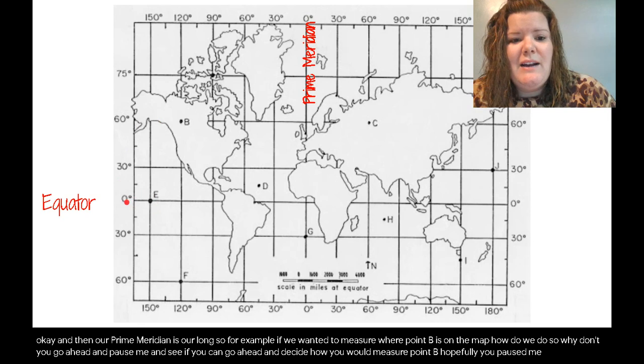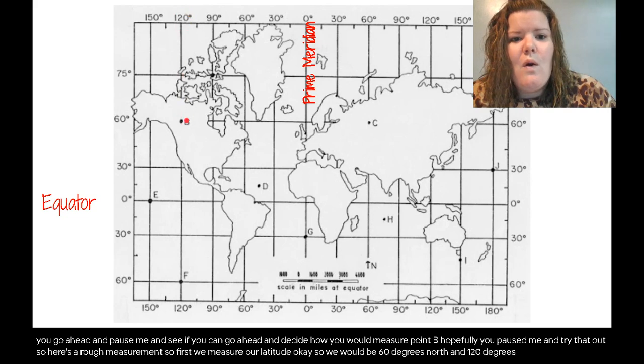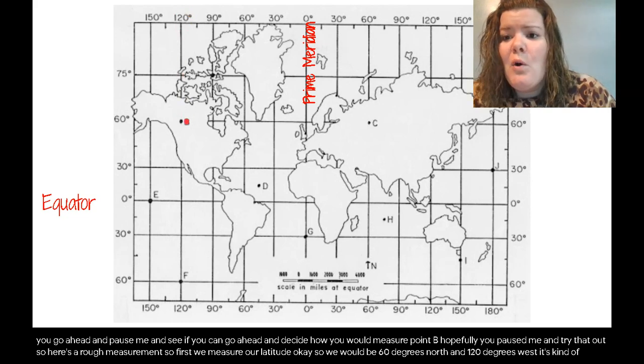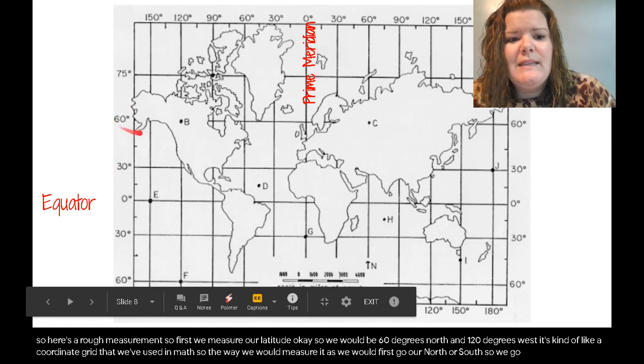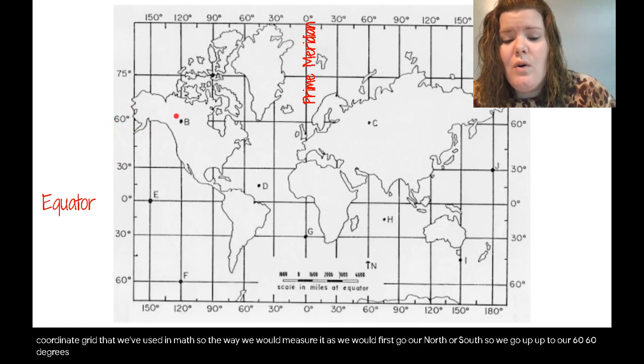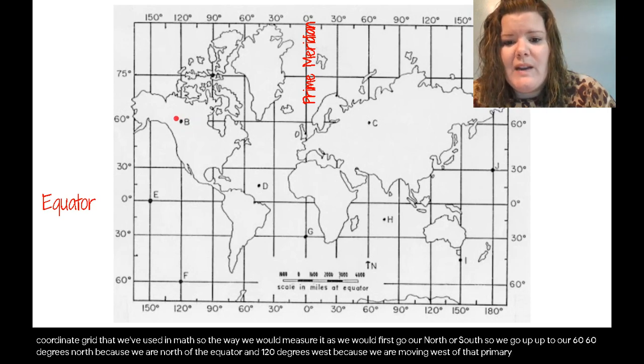Hopefully you paused me and tried that out. So here's a rough measurement. So first we measure our latitude, okay? So we would be 60 degrees north and 120 degrees west. It's kind of like a coordinate grid that we've used in math. So the way we would measure it is we would first go north or south. So we go up to 60 degrees north because we are north of the equator, and 120 degrees west because we are moving west of that prime meridian.